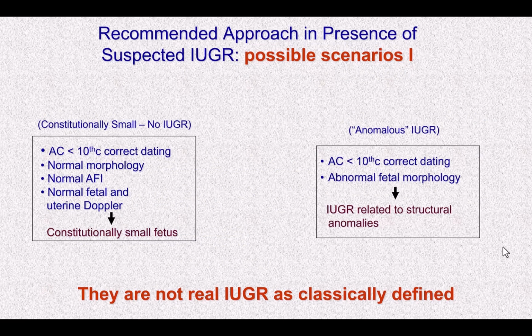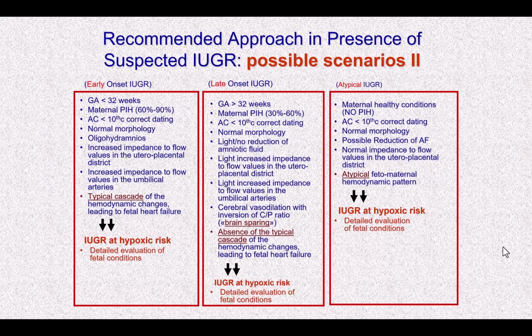In case of suspected IUGR, we may have some possible scenarios. You can see here we have two scenarios that are not real IUGR as classically defined, because the first one is related to babies that are constitutionally small, and the other one, the so-called anomalous IUGR, is related to pathology, to fetal pathology, to fetal abnormalities. The real IUGR are the scenarios that you can see in this slide.